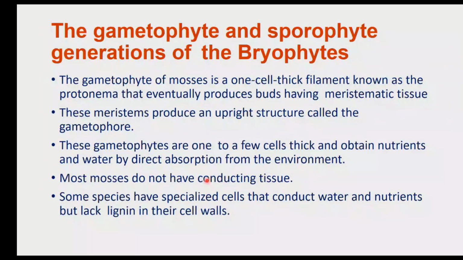Now, the gametophyte and sporophyte generation of the bryophytes. The gametophyte of mosses is a one-cell-thick filament known as the protonema. Please highlight that it eventually produces buds having meristematic tissue. These meristems produce an upright structure called the gametophore. These gametophytes are one cell thick and obtain nutrients and water by direct absorption from the environment.